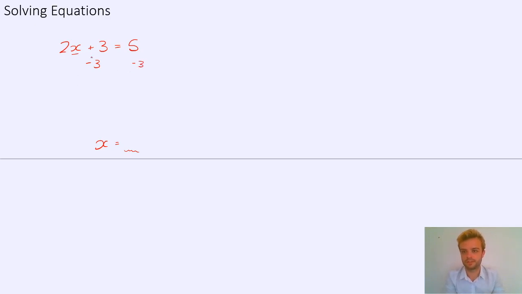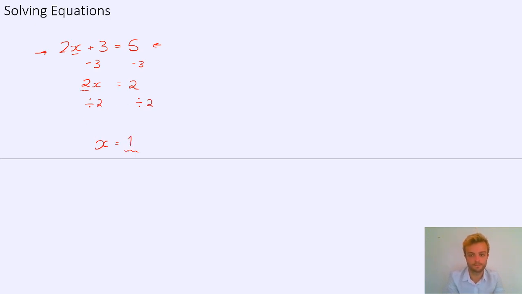So first thing I'm getting rid of there is the plus 3. I'm getting rid of that by taking away 3. But if I'm taking away 3 from the left-hand side, I also have to take away 3 from the right-hand side, or it won't be equal. So when I take away that 3, I'm left with just 2x on the left, and 5 take away 3 is 2 on the right. And the only other thing in this question to undo, to get rid of, is this 2 here. But because that's 2 times x, I get rid of it by dividing by 2. And again, I have to do the same to both sides. And upon dividing by 2, the 2x turns into x, and the 2 turns into 1.